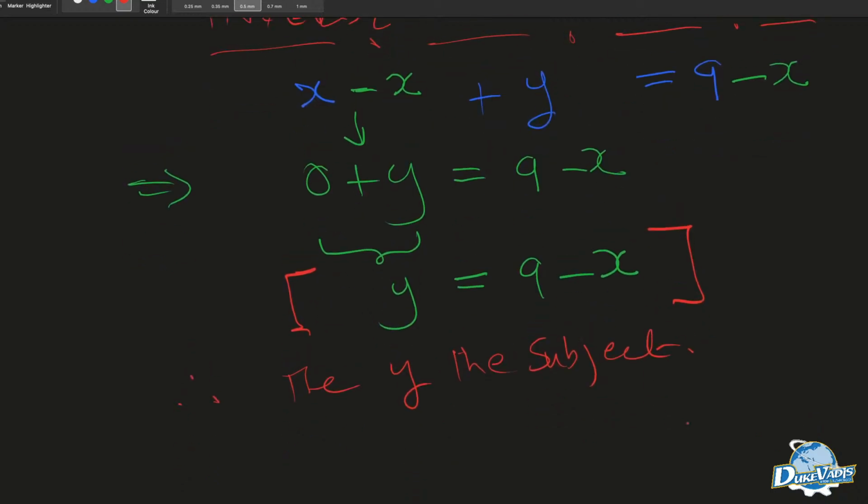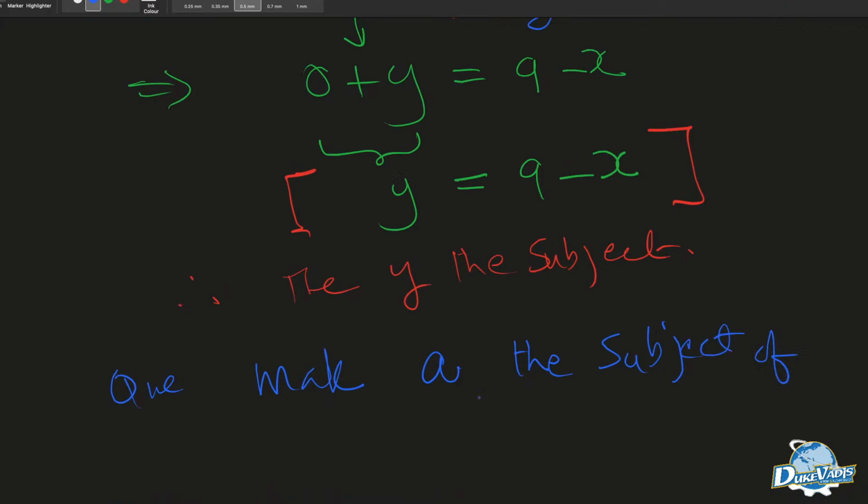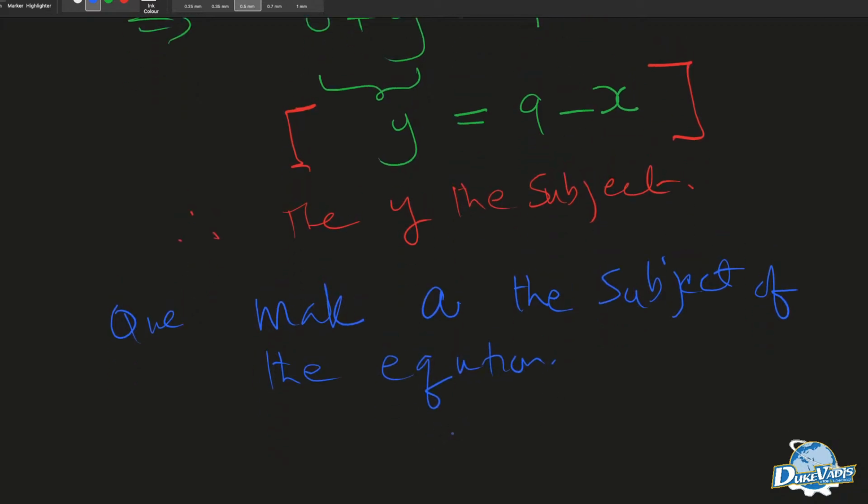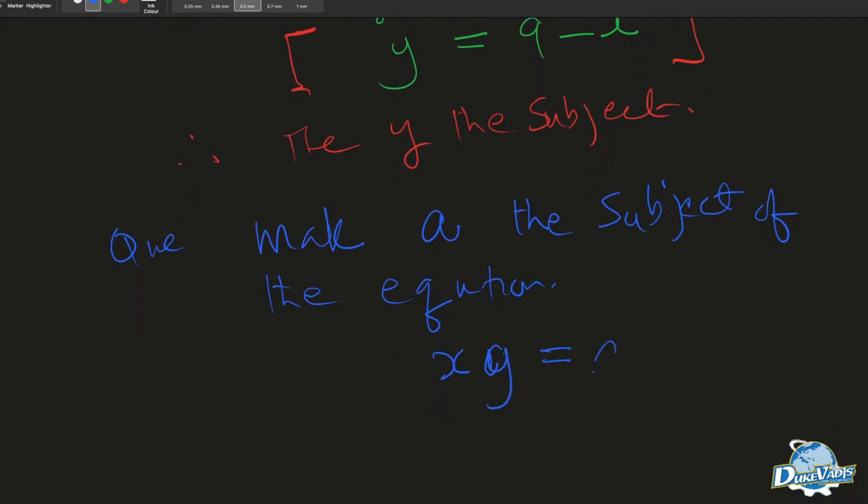So I've been given another one. For instance, the question says make a the subject of the equation: xy is equal to a squared plus 1.